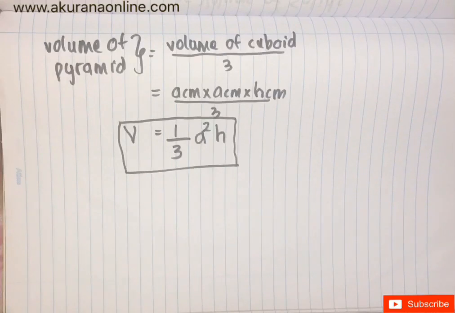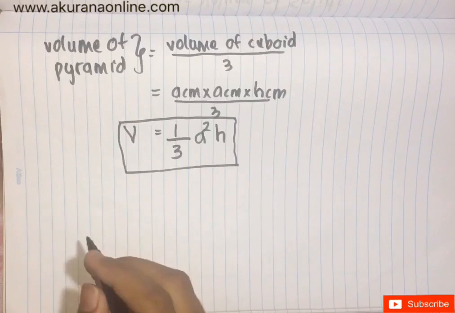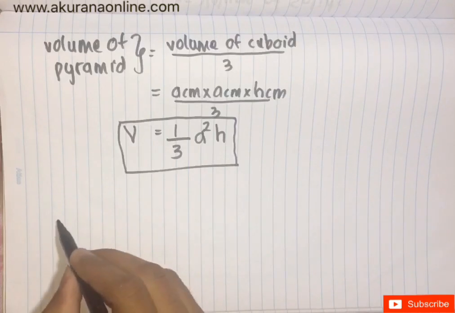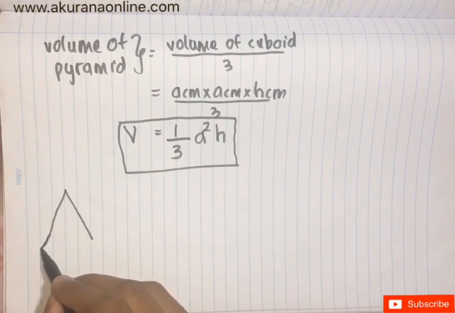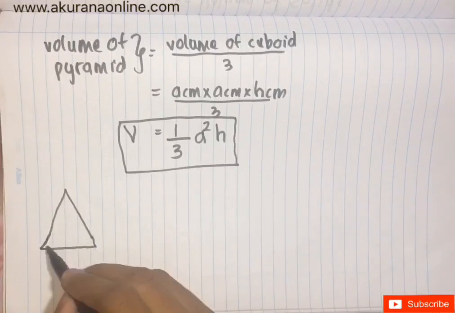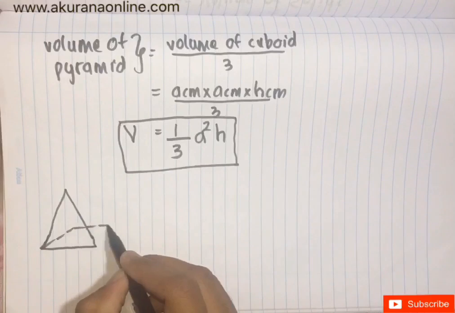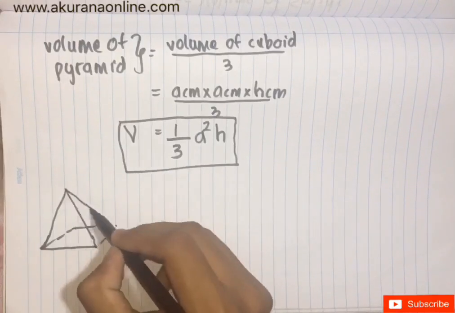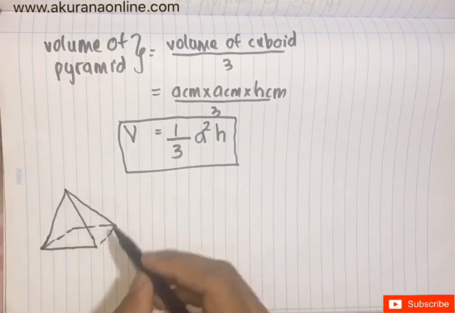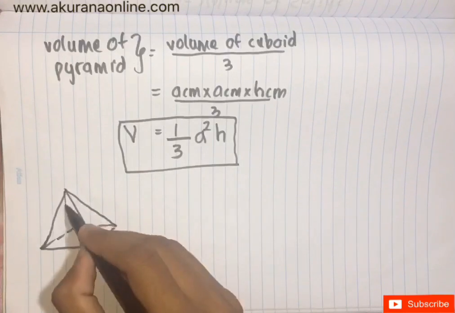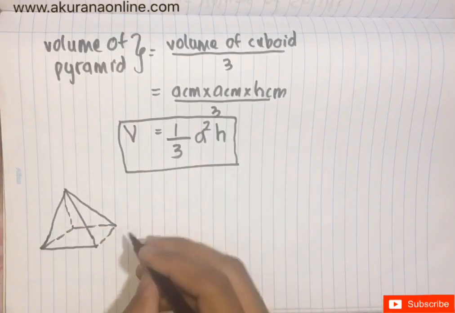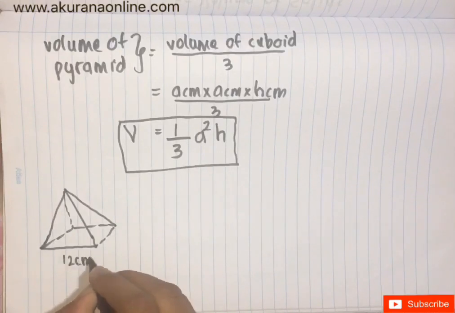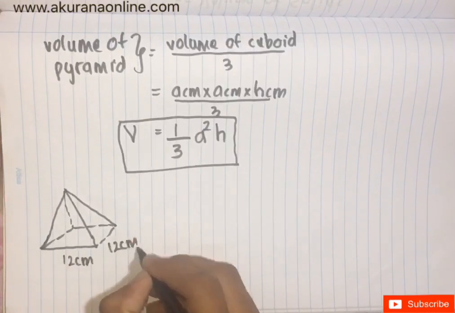It is given as the side length of the base of a square pyramid is 12 centimeters. Okay, let me draw a diagram. Now for these types of questions, it's better if you draw diagrams. If you draw diagrams, the picture will be clear to you. They have said the side length is equal to 12 centimeters. So all this side length is equal to 12 centimeters.